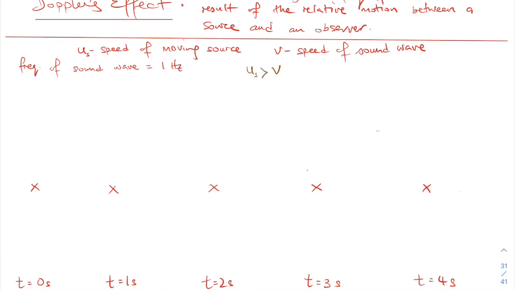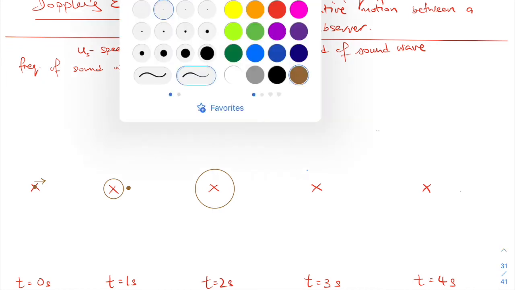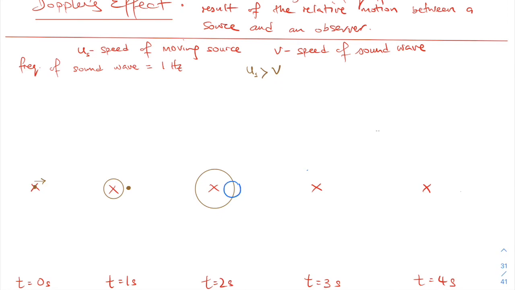Let's analyze. Time t equals 0 seconds. The source would start off from x, moving to the right. At time t equals 1 second, the first sound wave is produced, and at this point, since the moving source is faster than the speed of the sound, the moving source will be here, and this will be the center position of the second sound wave. So at time t equals 2 seconds, the first wavefront would be here, the second wavefront would be here. And where is that moving source? It's still ahead here.